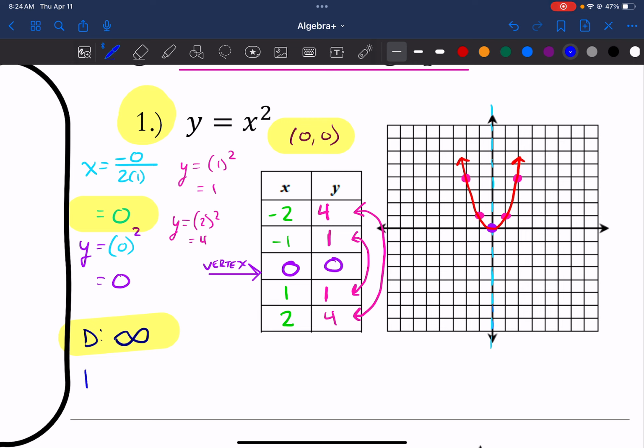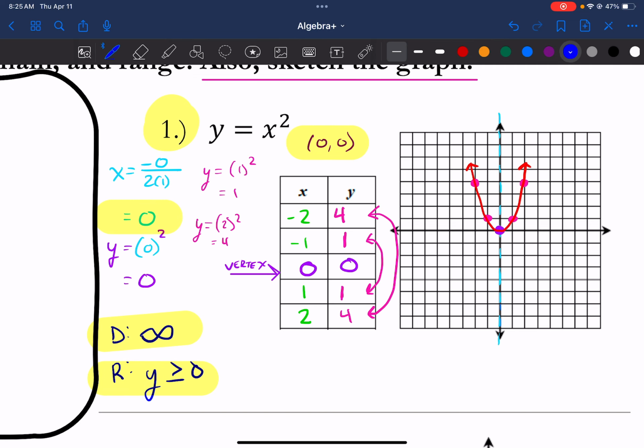Now for the range, you want to look at the y-coordinate of the vertex. In this case, it's 0, right? It also stops here, meaning it's not going to be anything below here, meaning it has to be greater than or equal to 0. So our answer is y is greater than or equal to 0. Don't worry, we're going to try that again where all the answers aren't just 0.